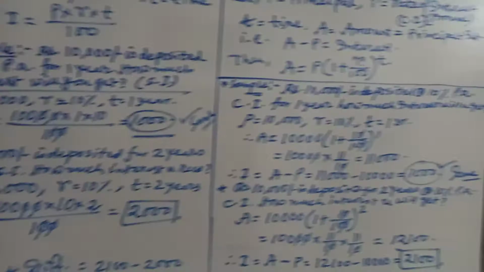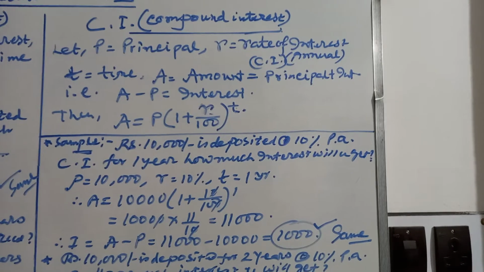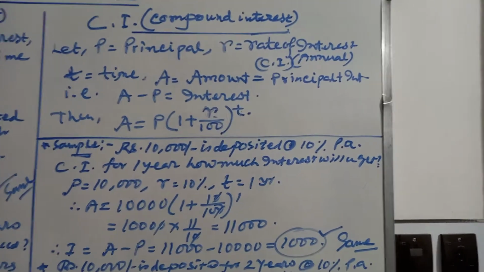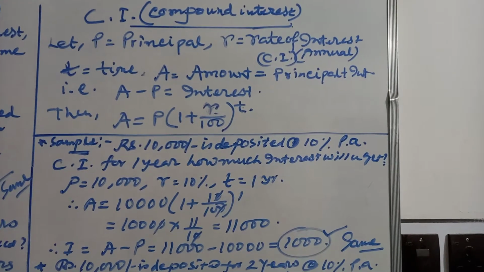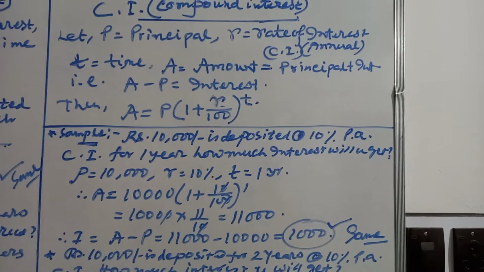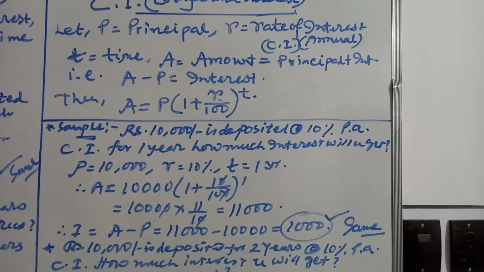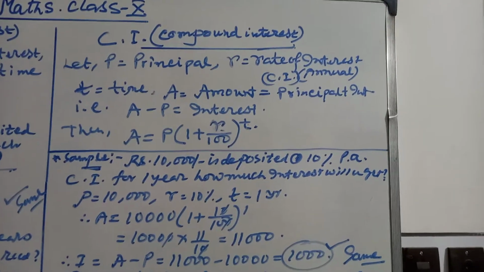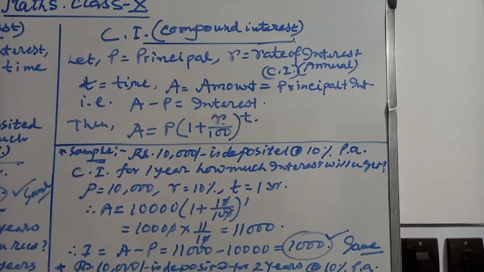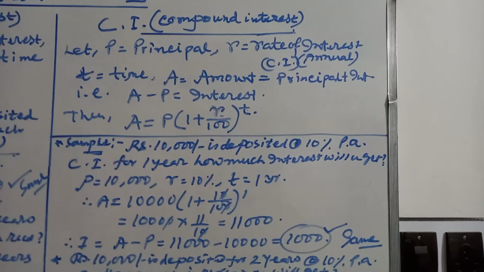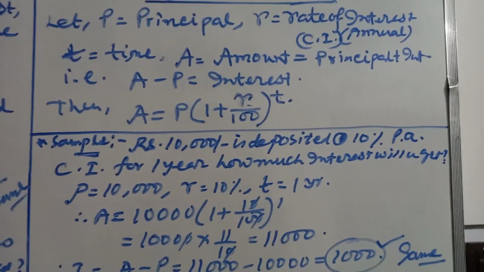Now, I am telling about the compound interest, and at the last I will discuss about the difference between simple interest and compound interest. Now for compound interest, let P equal to principal, R is equal to rate of interest, that is CI, annual, must be annual, T equal to time, and A equal to amount, that is principal plus interest. In this case, directly CI, that means interest, cannot be calculated. That is interest is equal to A minus P, that is amount minus principal equal to interest. Then the formula becomes A equal to P into (1 plus R by 100) whole to the power T.